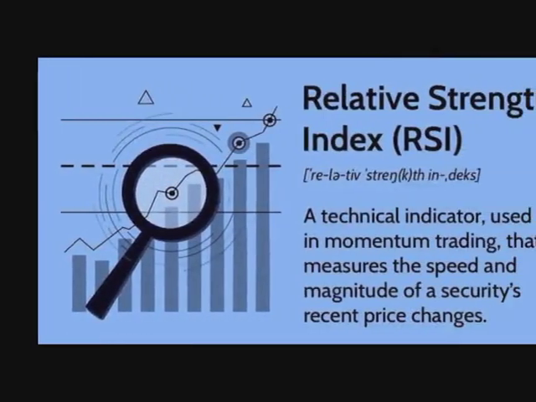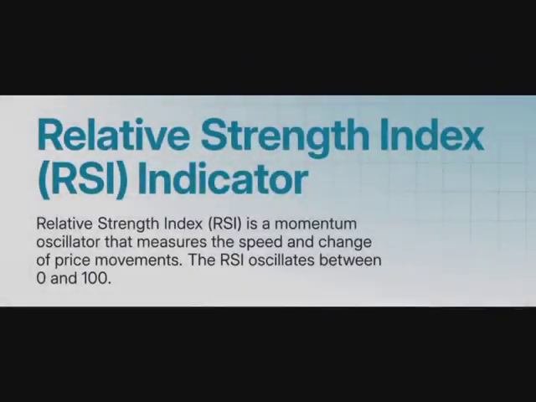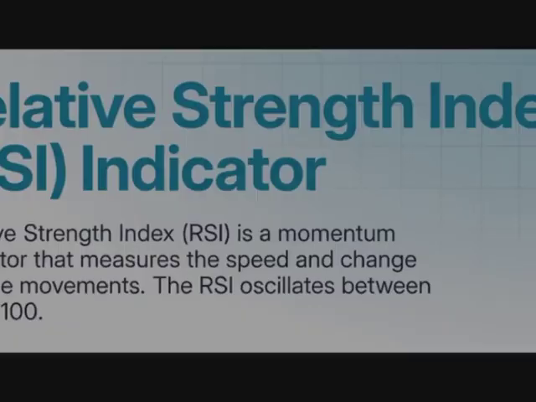Now let's get started. The Relative Strength Index, which is the RSI, is a popular momentum oscillator used in technical analysis to measure the speed and change of price movements. It helps traders identify overbought and oversold conditions in the market. The RSI ranges from 0 to 100 and is typically calculated using a 14-day period time frame.